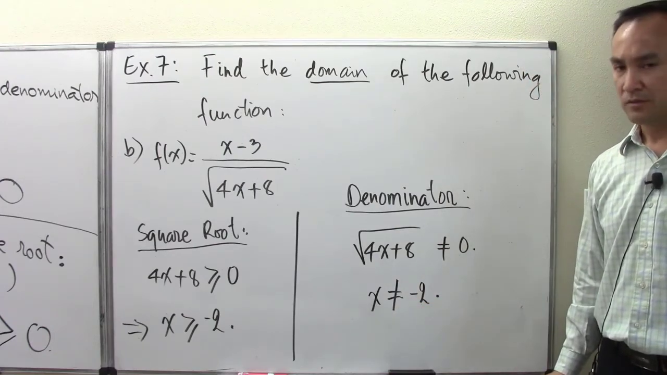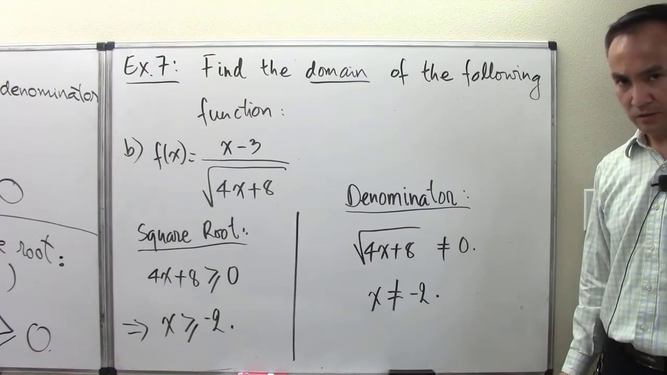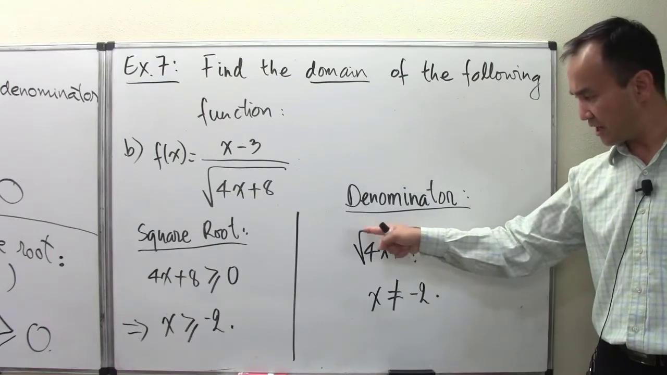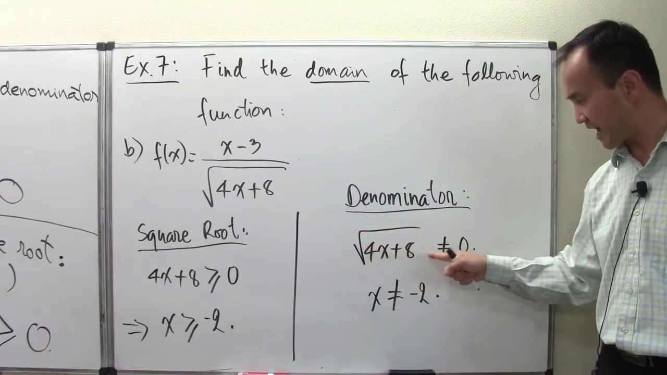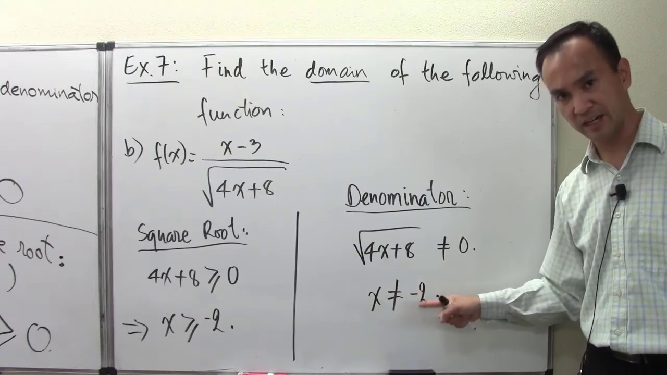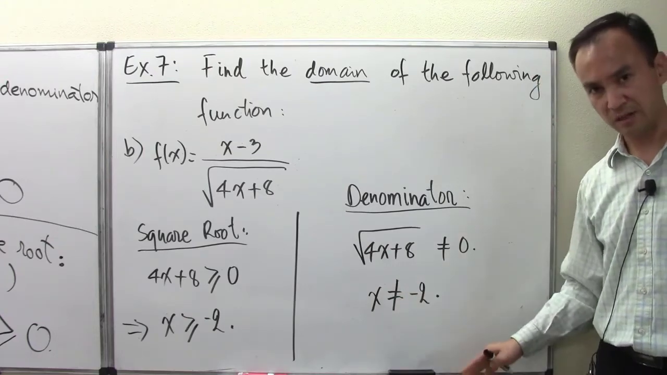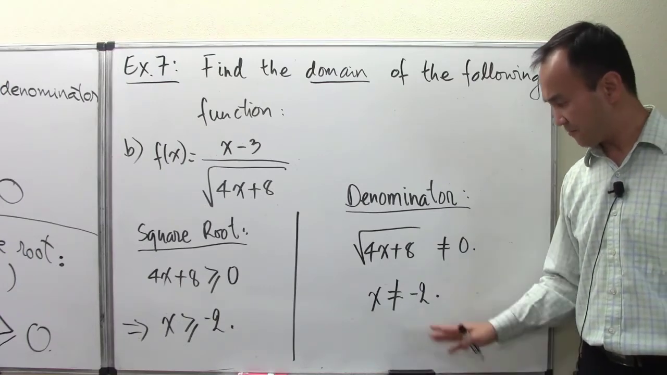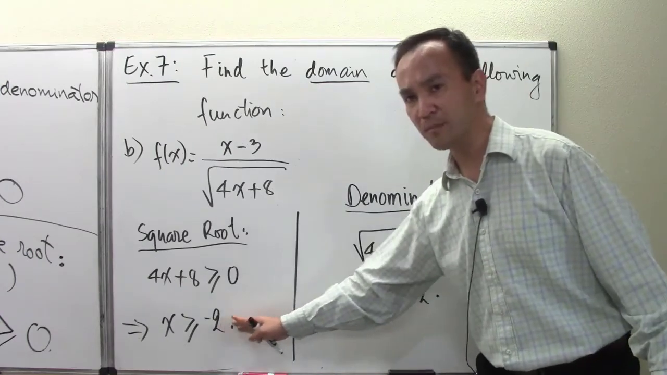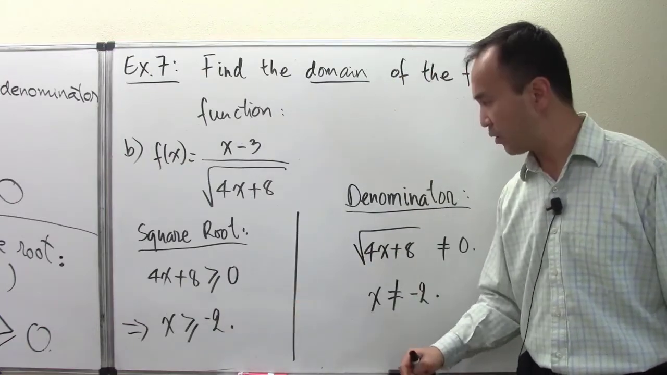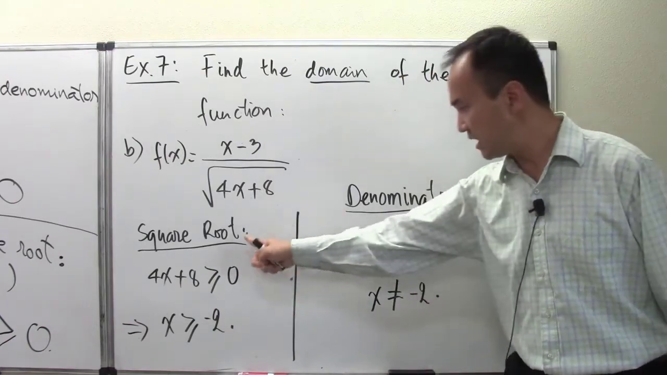All right, so feel free to take a moment to pause the video and think of what I was saying. In order to ensure the square root of 4x plus 8 is other than 0, we have to ensure x is other than -2. And the work was done previously, and I had already erased it. So now it's time to combine the two requirements together. We have found the two requirements that we need.